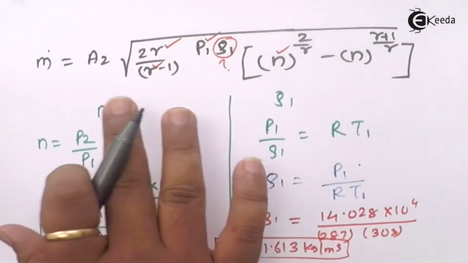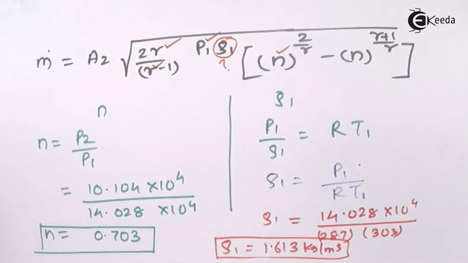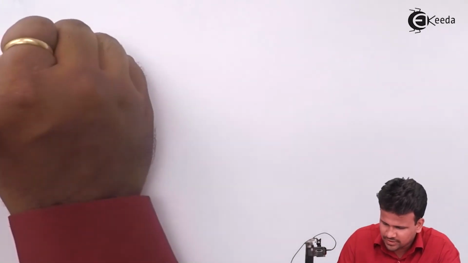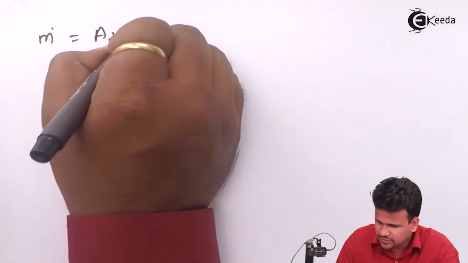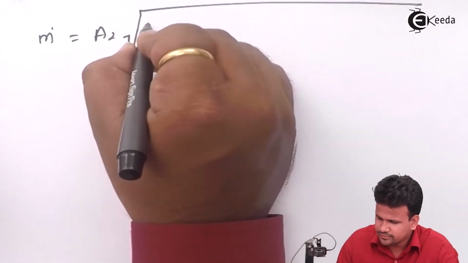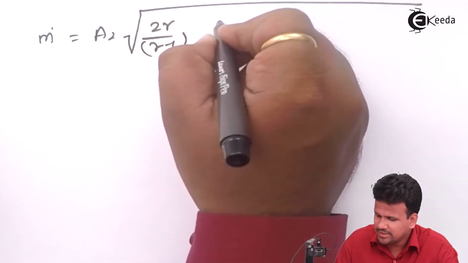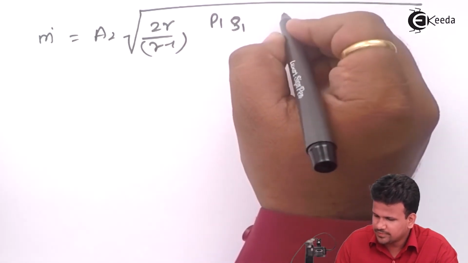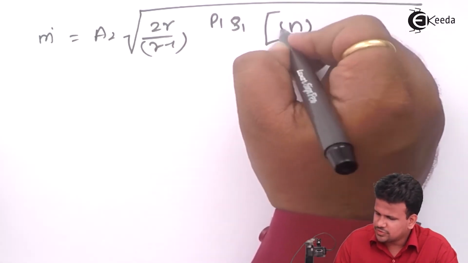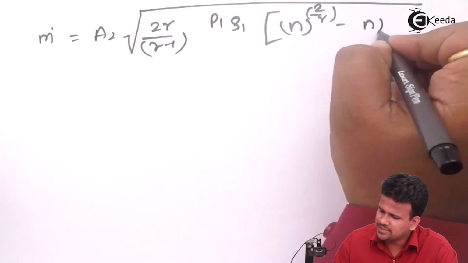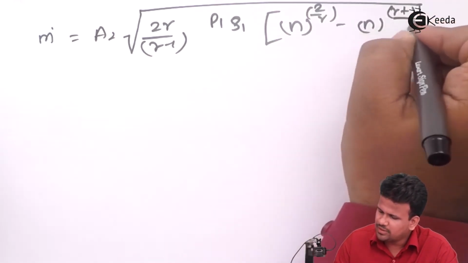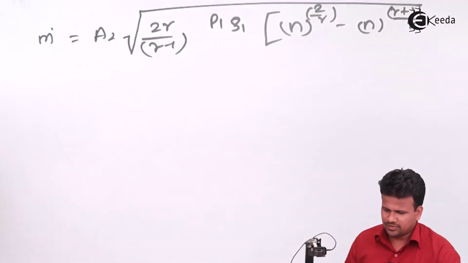Now let us substitute in this equation and calculate the value of m dot. So over here the value of m dot is equal to, let us write down the formula, A2 into square root of 2 gamma upon gamma minus 1 into P1 into rho 1 into N raised to 2 upon gamma minus N raised to gamma plus 1 upon gamma. So let us substitute the values one by one.